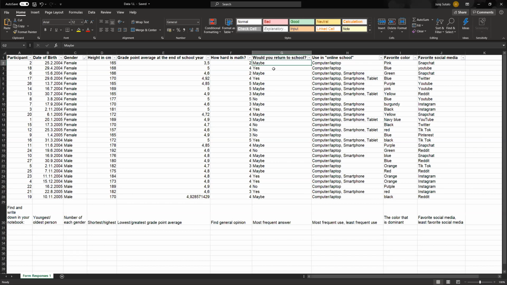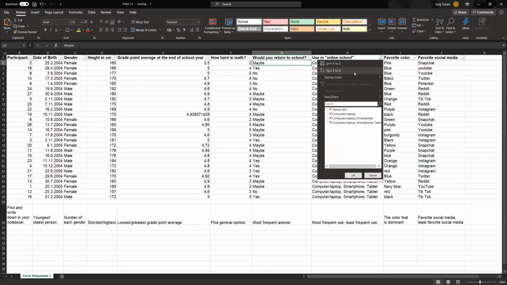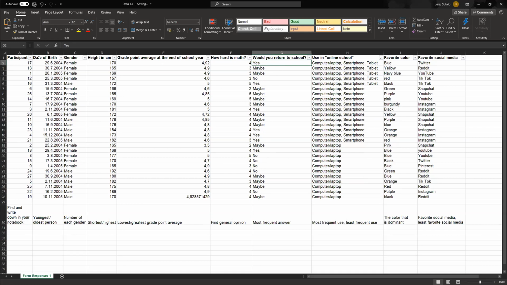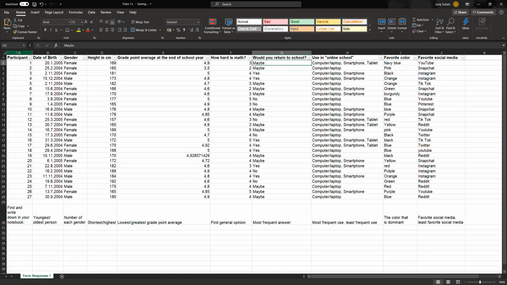Then use in online school, most frequent again, two times most frequent, but you should already see that computer or laptop should be the most frequent one. Well, the least frequent use you find out for yourself. You can easily do it by also sorting from A to Z, Z to A, and so on. And one thing is, if you want to go back to the original table, how it looked, you don't have to go hard. You can just go to the participants and it will order them from 1 to 27. And this is the idea.